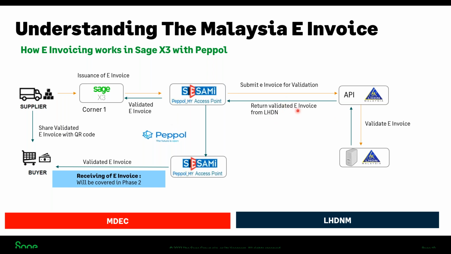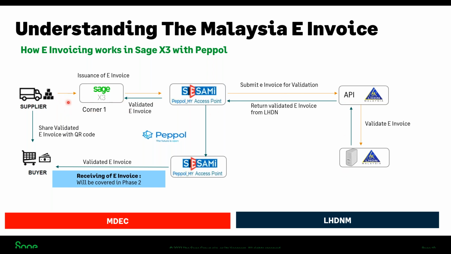And after your invoice has been validated, you get the UUID, a unique identification number that belongs to your e-invoice. The reason the UUID is coming in is because LHDN wants to make sure that your validated e-invoice will not get tampered with by anyone. It specifically belongs to your invoice. And the validated e-invoice will be brought back to your Sage X3 screen. So you will see from your screen what happened to your invoice, what the status is of the e-invoice that you have sent to LHDN.